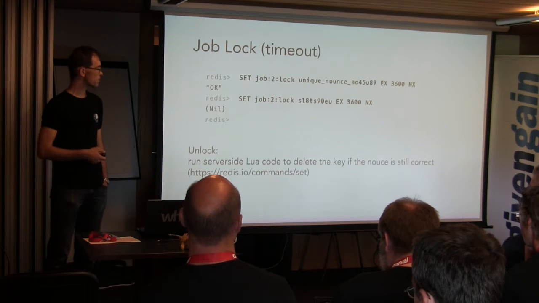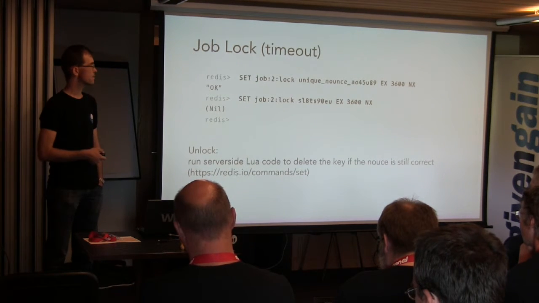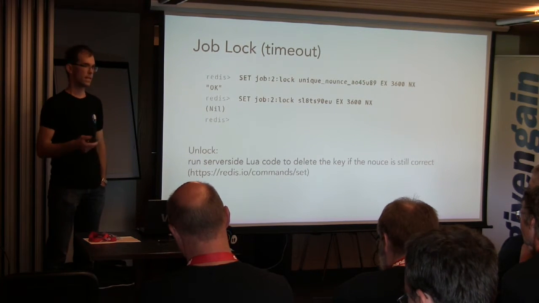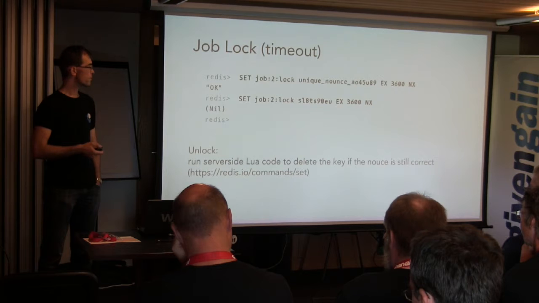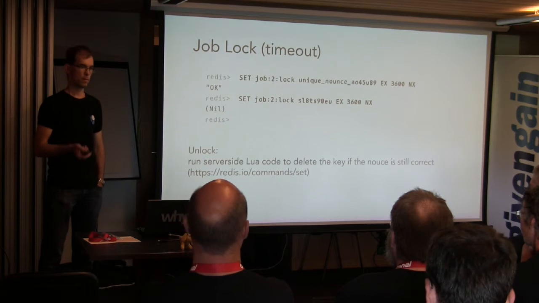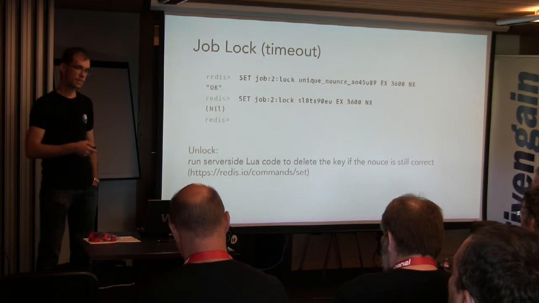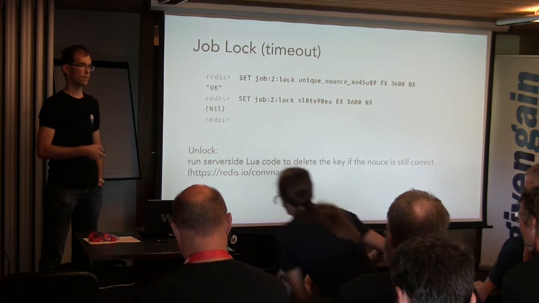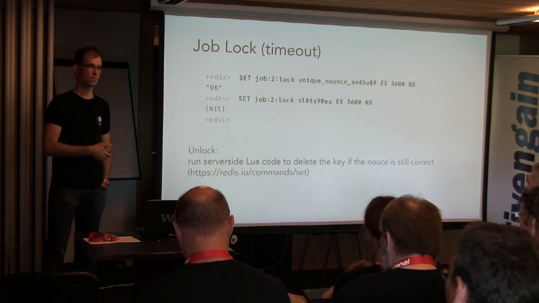The unlock is a bit more difficult here. You could simply delete it, but then you might delete it after the timeout, which would cause you to delete the lock of someone else maybe. So you should actually save in the value a unique nonce, so that you can come back later and check it's still my lock, and if it's my lock, I delete it. Still, there may be a small window for a race condition between checking the value of the lock and deleting it, because in between the job could run out and someone else could set the lock again.